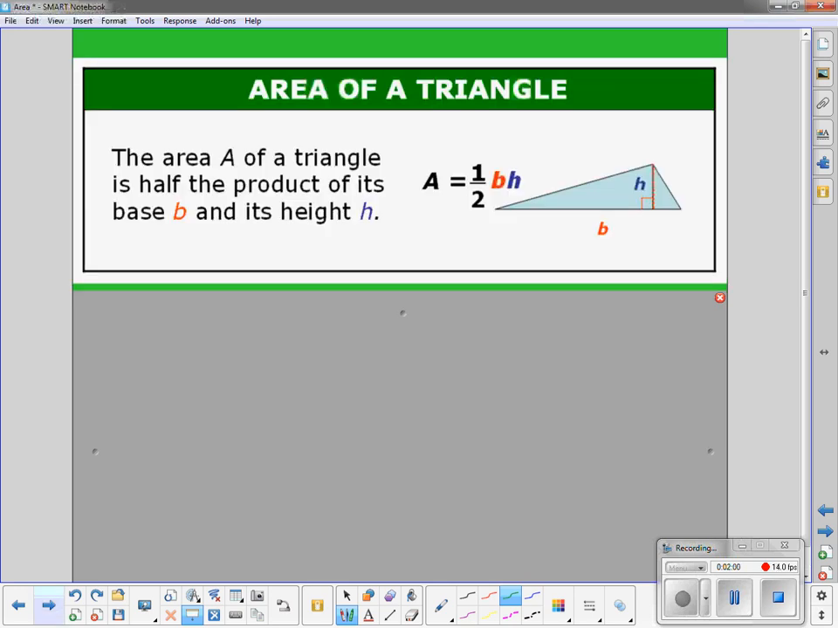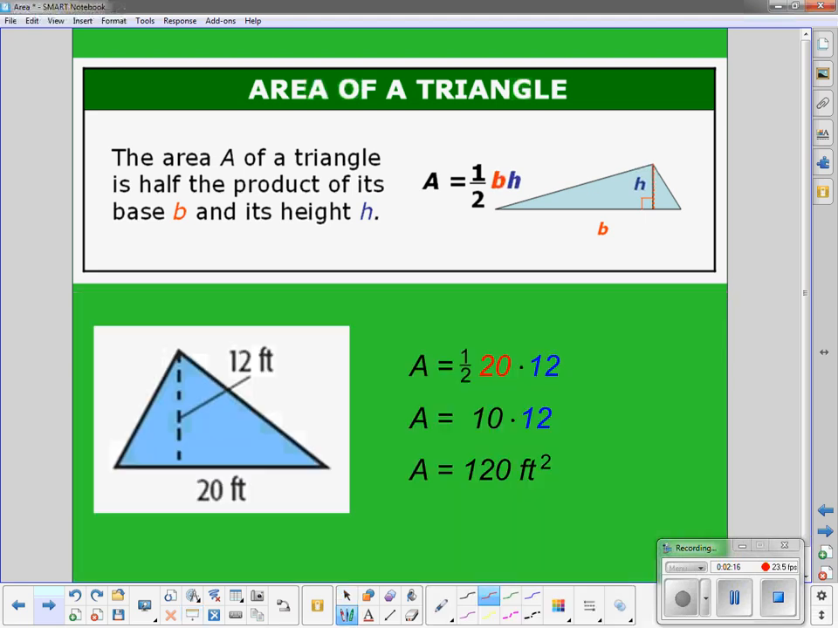Now we're going to look at the area of a triangle. It says the area of a triangle is half the product of its base and its height. So in other words, its area equals 1/2 times base times height. In this example, we have 1/2 times the base. The base is the number on the bottom, times the height, which is how tall the triangle is, and that will always be shown vertically, straight up and down, not slanted or diagonal, just straight up and down.